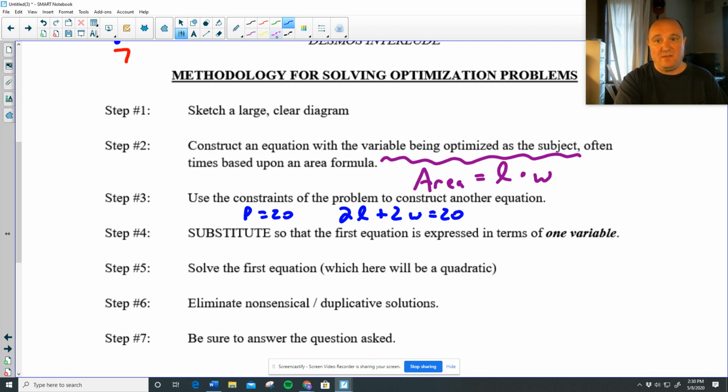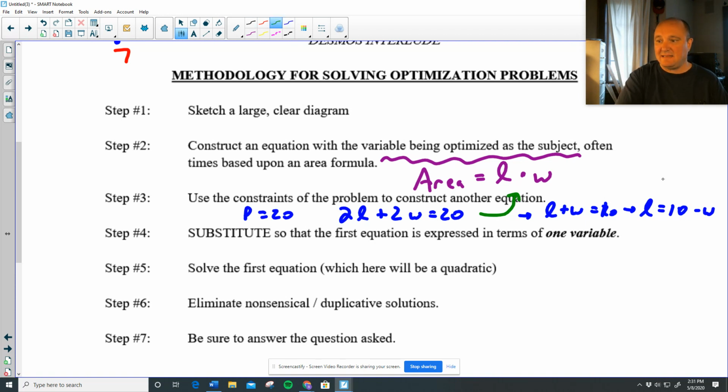So here's the key step. What I want to do is solve for one of these and then substitute it back into the area equation. So I need to solve, let's say I'm going to solve this one for L. Well, if I divide every term by 2, I get L plus W equals 10. And then I can subtract W from each side, and I get L equals 10 minus W.